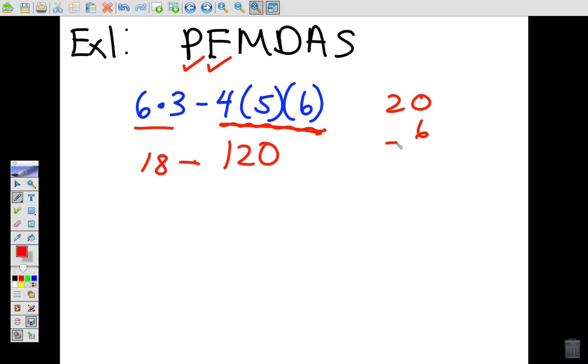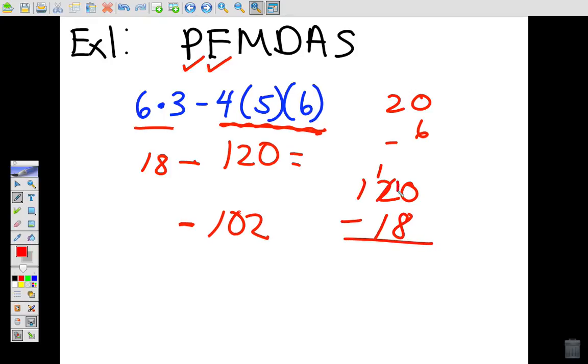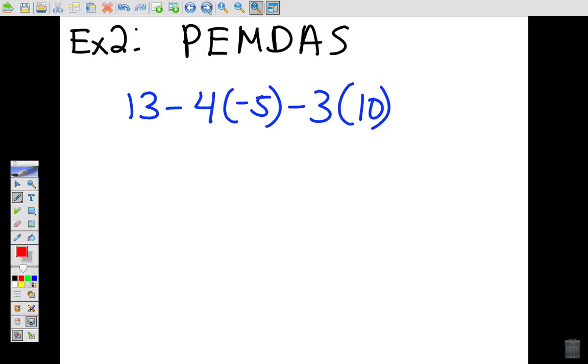18 degrees above 0 drops 120 degrees. Well, obviously your answer is going to be negative. You're going to take the difference between those two. So what do we have there? 102, I believe. Let's see, 120 minus 18. My mental math isn't the greatest today. Let me check that. Yeah, so negative 102 is right. Okay, and we're done.